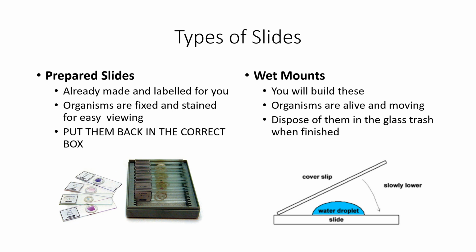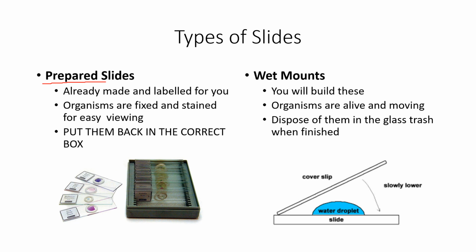You'll work with two different types of slides in lab: prepared slides and wet mounts. First, let's talk about prepared slides. As the name implies, prepared slides are already prepared for you. With prepared slides, the organism of interest is already fixed to the slide, so it's glued down in place. There's a cover slip that's already glued on top of it, and the slide is labeled with helpful information about the identity of the organism and a little bit about how it was prepared.